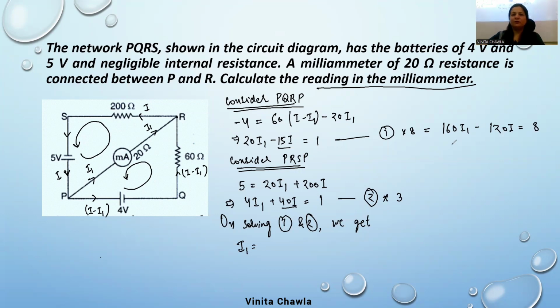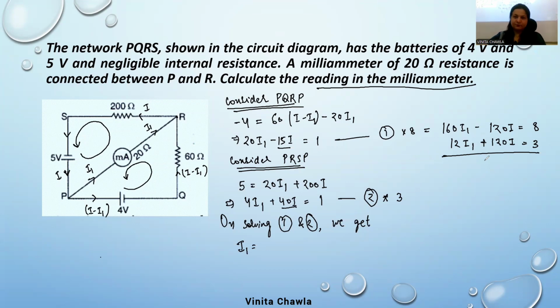4 times 12, 12 I1 plus 120 I is equal to 3. On solving this, you simply add them.